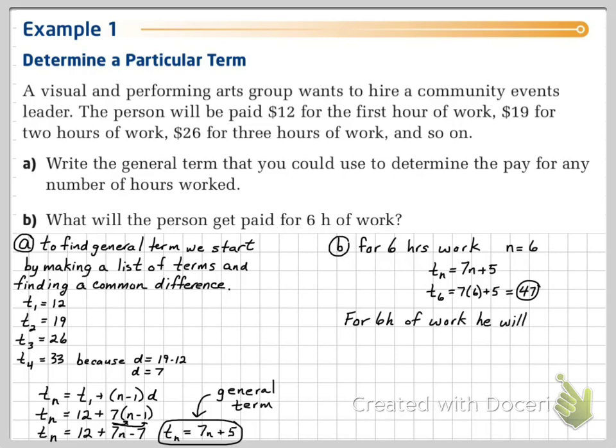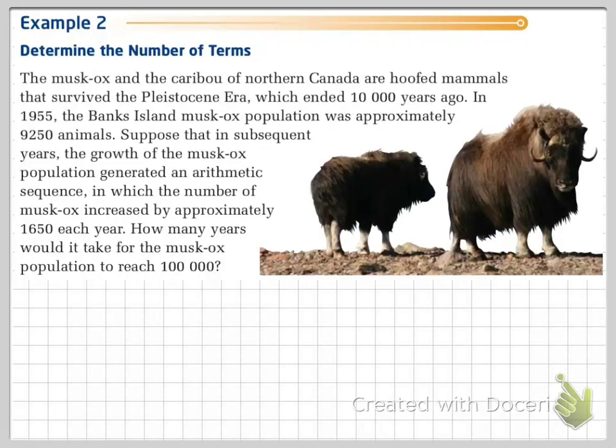For 6 hours of work, he will get paid $47. Here in example 2, we're going to try to determine the number of terms.